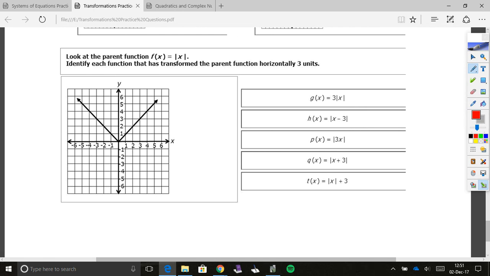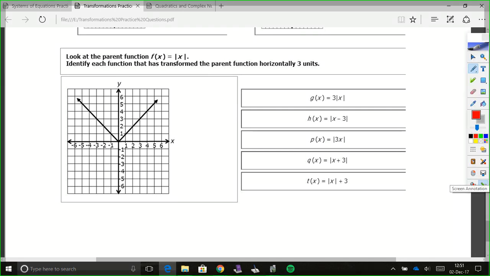So this is where it starts, right? It starts at 0, 0. But you're looking for anything that's moved this point to the left or the right. You should have 2 options or 2 answers.